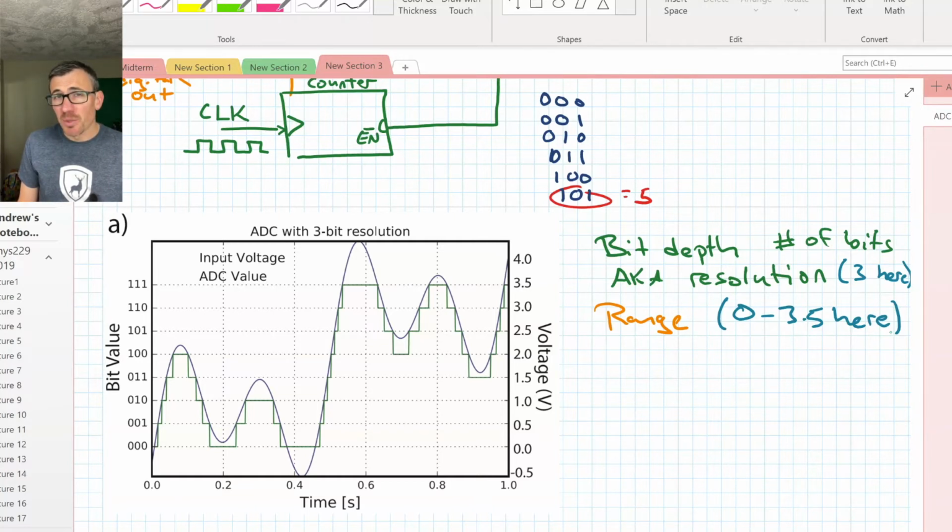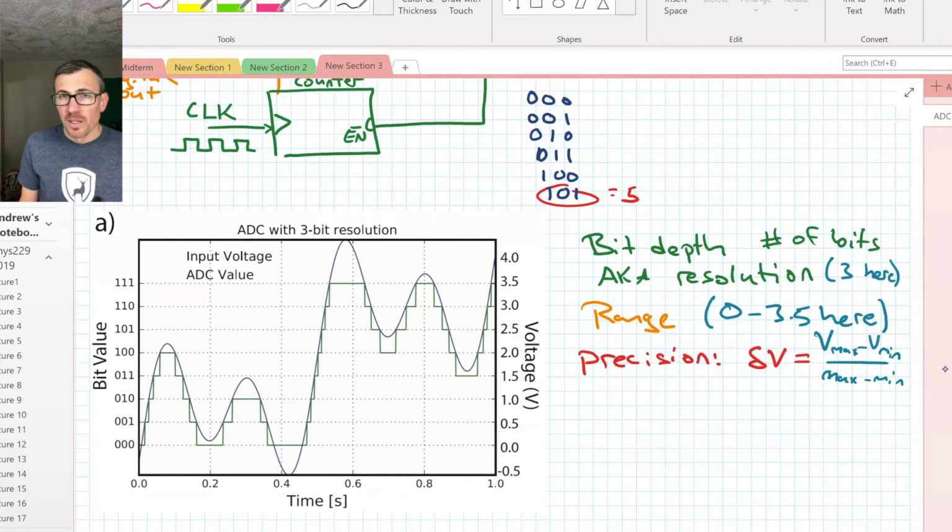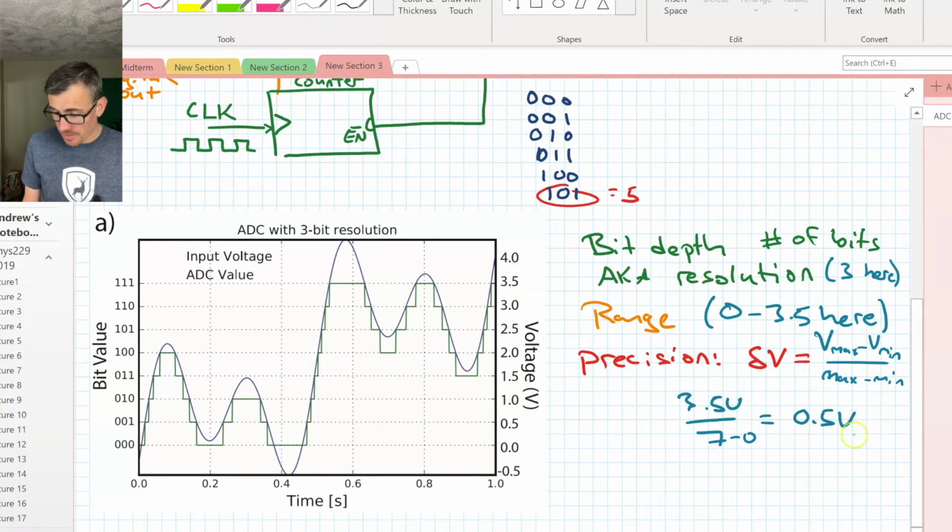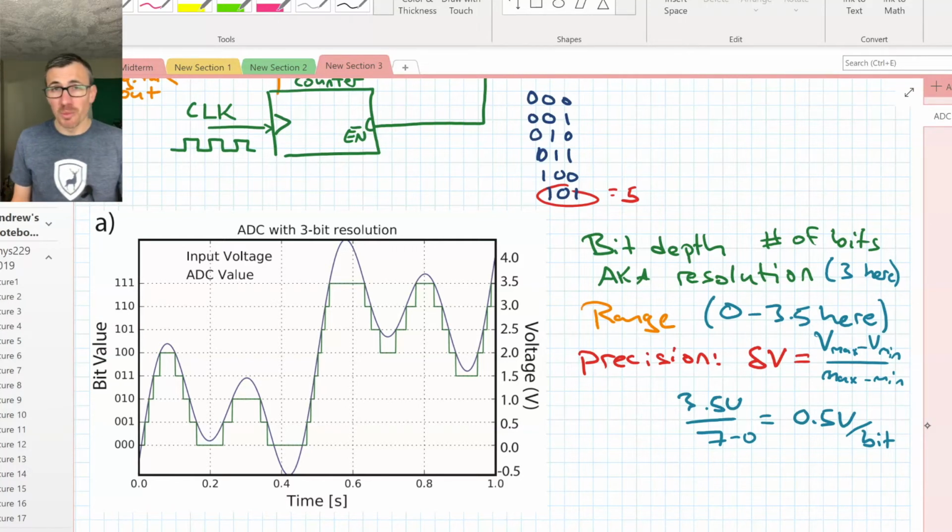When we combine the resolution and the range, we get the precision. That is the step size. What is the minimum voltage that we can differentiate? And we can just plug that in as follows, which is the maximum voltage minus the minimum voltage over the maximum bit minus the minimum bit. So here, let's see what that is. That's going to be 3.5 volts divided by 111, which is 7, minus 0. So that's going to give us 0.5 volts per bit. Okay, so we get 2 bits per volt, another way of putting it. And this is an important characteristic.